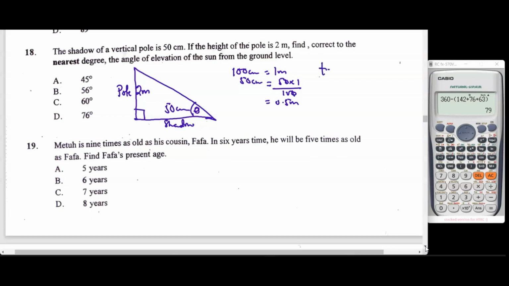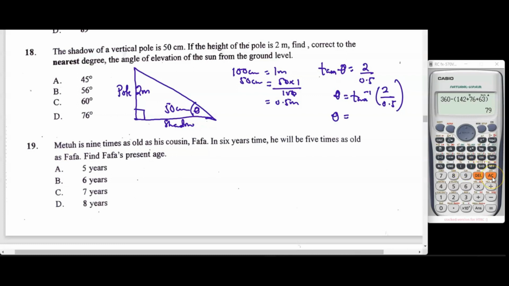So tan of theta should be equal to the opposite side, which is 2 meters, divided by the adjacent side, which is 0.5 meters, and theta will be equal to tan inverse of (2 divided by 0.5), and you just simply need to program it on your calculator.